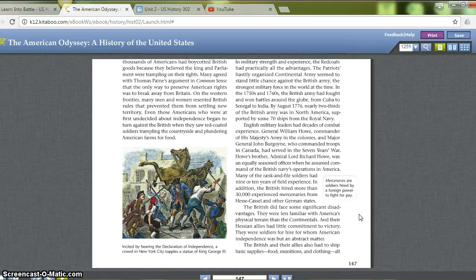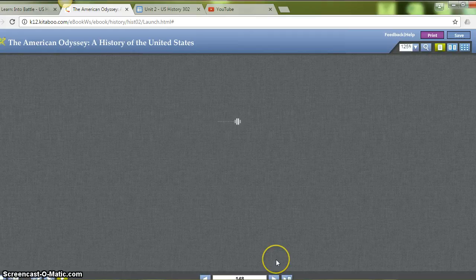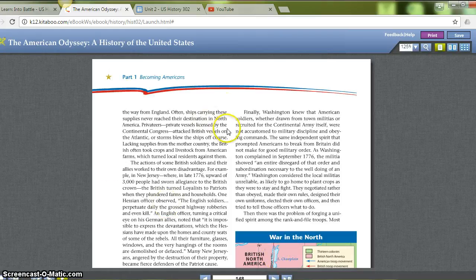The British did face some significant disadvantages. They were less familiar with America's physical terrain than the Continentals, and their Hessian allies had little commitment to victory. They were soldiers for hire for whom American independence was but an abstract matter. The British and their allies also had to ship basic supplies, food, munitions, and clothing, all the way from England. Often ships carrying these supplies never reached their destination in North America.